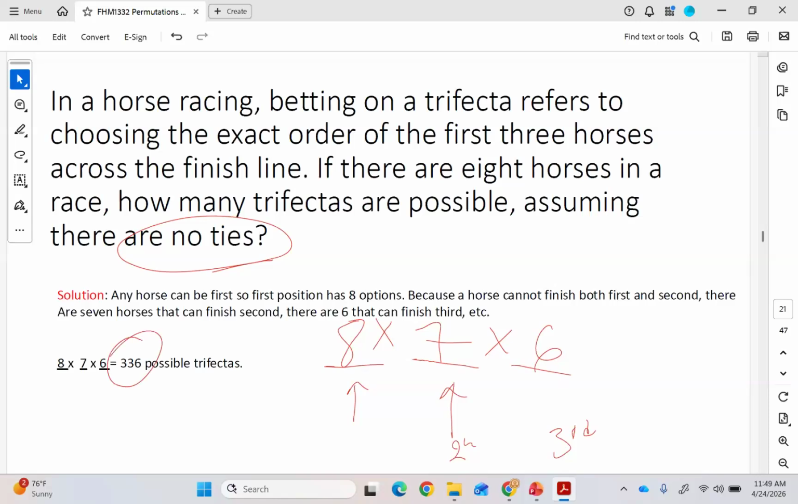This is not a question that we want to do by listing all of the different possibilities, all of the different outcomes, because it would take us a lot of time to write down those 336, and we might actually get it wrong. So do not attempt it.